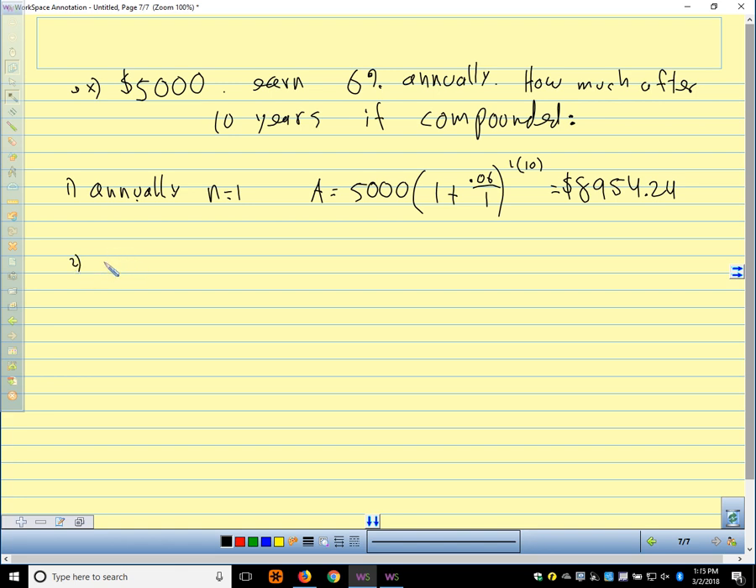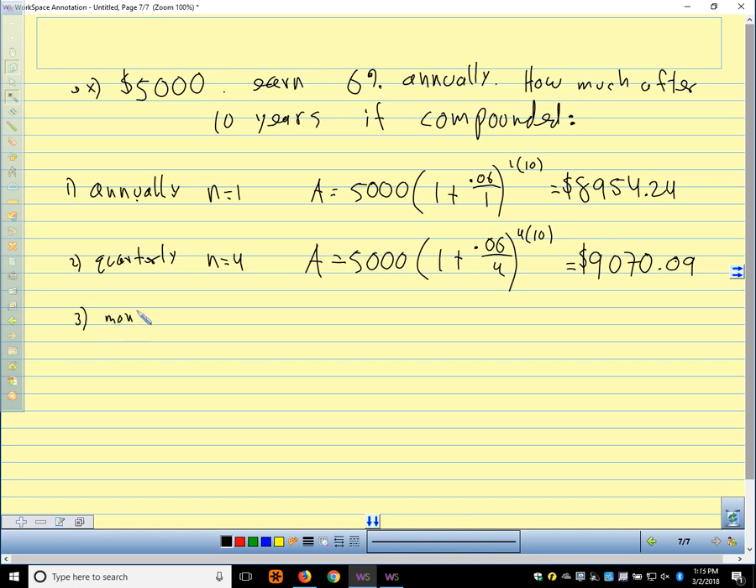Now we're going to compound quarterly. So how many pay periods per year now? 4. N equals 4. So our amount is 5,000 times 1 plus 0.06 over 4, to the power 4 times 10. We calculate that out, and we get $9070.09. So a little bit more, not a whole lot, even though we're compounding 4 times more often.